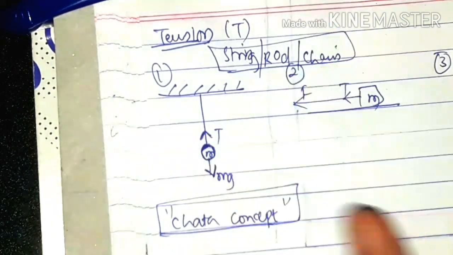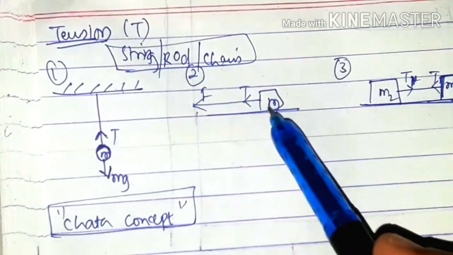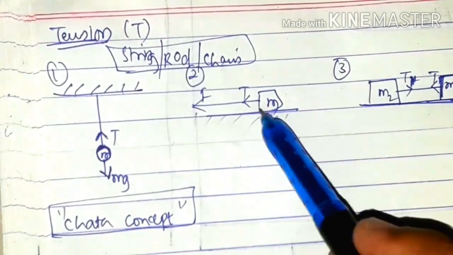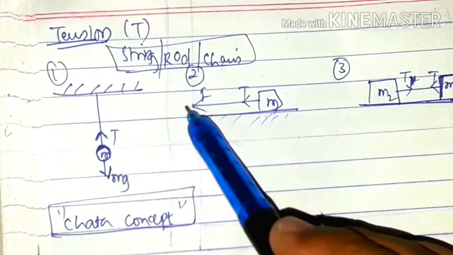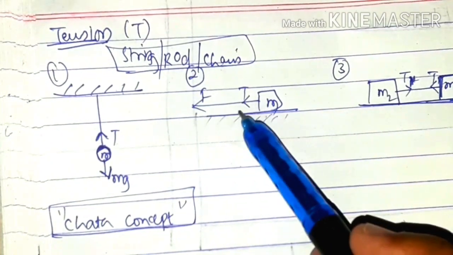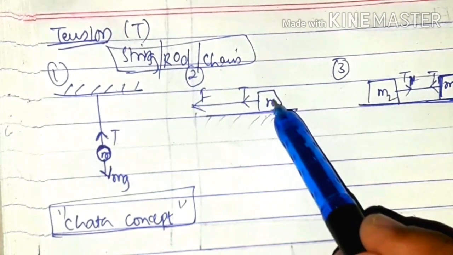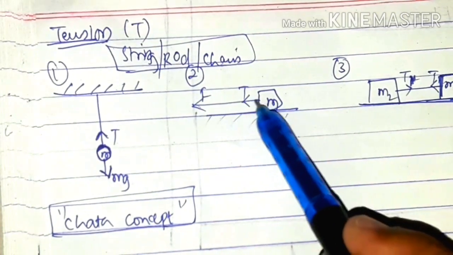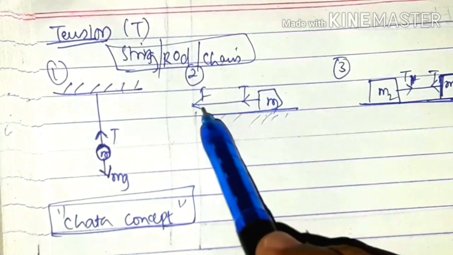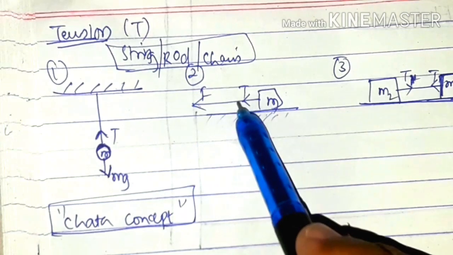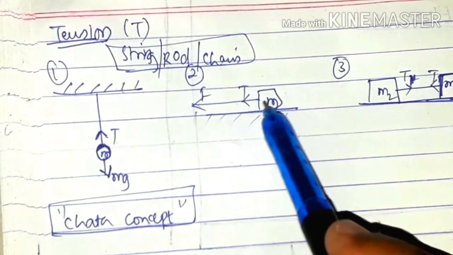Now if you take a mass which is on a surface, and you tie it with a rope and you are pulling it, let's assume like this. You are applying force at this point and the body is being moved away, but who is applying force here? The force which you are applying is transferred throughout the rope. That force is nothing but the tension force. The tension is pulling this body.